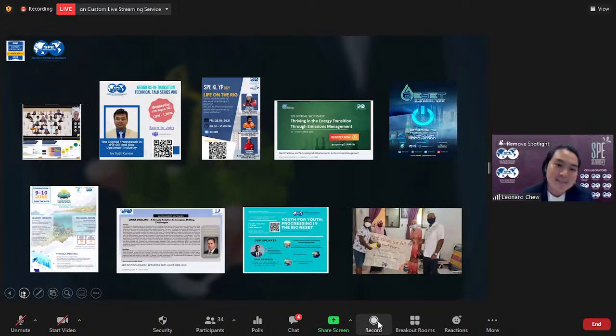Moving on to the next slide. These are the posters of the previous events held under SPE KL section. We have various events such as Members in Transition to show how students can continue their journey in SPE through professional membership. And of course, SPE KL Young Professionals sharing life on the rig. And another one is thriving in energy transition through emissions management, and conferences such as Reset. And of course, distinguished lecturers, youth for youth sharing sessions, and community outreach or even crowdfunding for those affected by the pandemic. Moving on to the next slide.